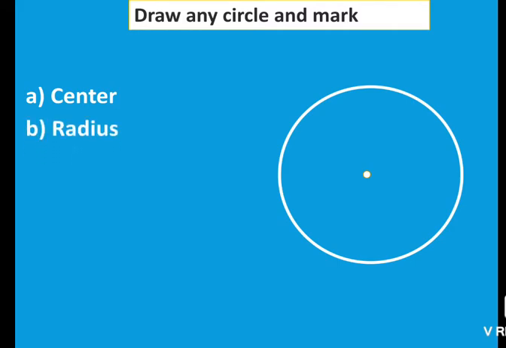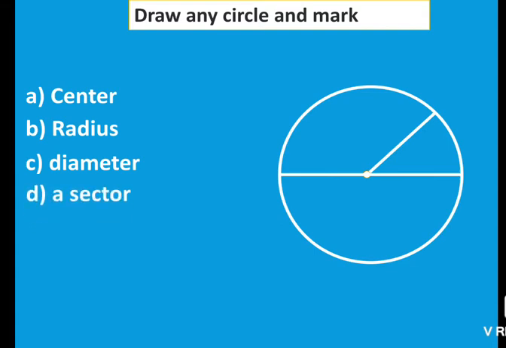Then B question, radius. You just draw a radius here. Okay, you can see a radius, just like you draw in your notebook. This is the radius of the circle. Then diameter: we can simply draw a diameter like this, a bigger line segment that passes through the center. Next one is sector. Sector means the area enclosed within 2 radii. Okay, this is a sector of the circle.